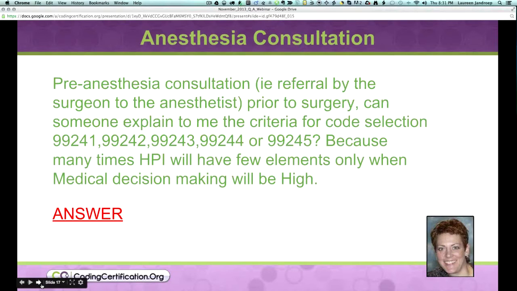Okay, anesthesia consultation. The question is about a pre-anesthesia consultation, i.e., a referral by the surgeon to the anesthesiologist or anesthetist prior to surgery. Can someone explain to me the criteria for code selection 99241 to 245? Because many times the HPI will have only a few elements when the medical decision making will be high. Okay.